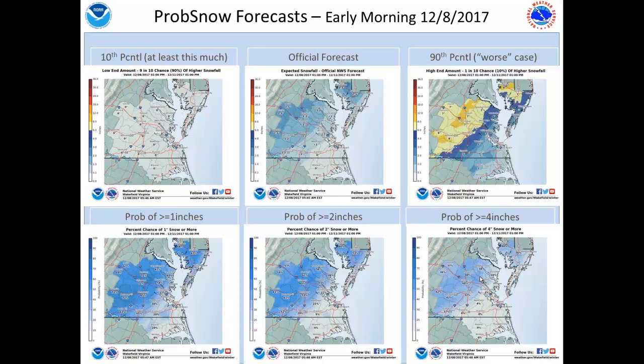The bottom graphics are a little bit more telling and maybe a little bit more useful. In the lower left-hand corner, you see the probability of getting at least an inch of snow or more. So you see all across central Virginia and even across Maryland, you're going to get at least an inch of snow.